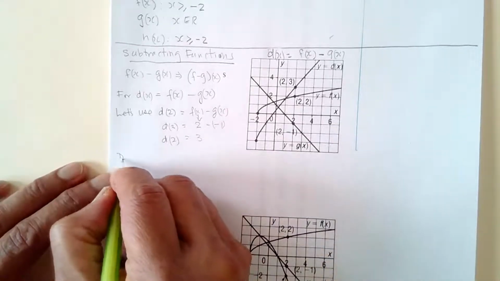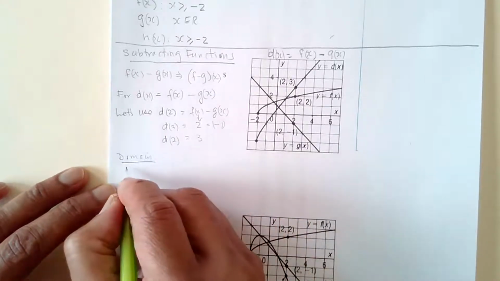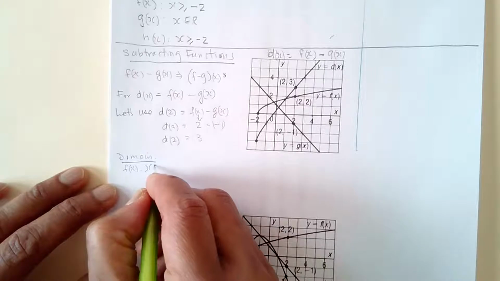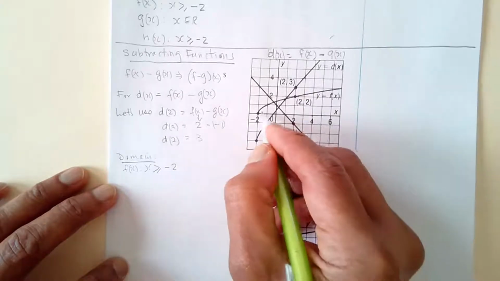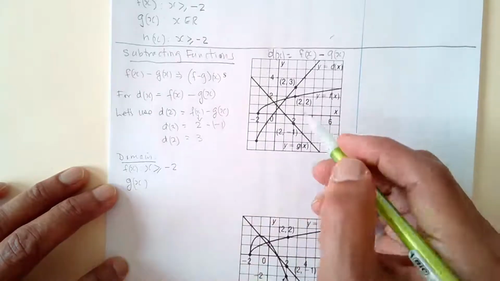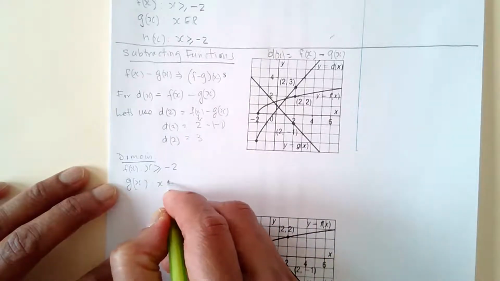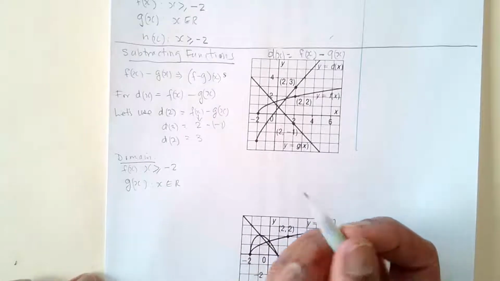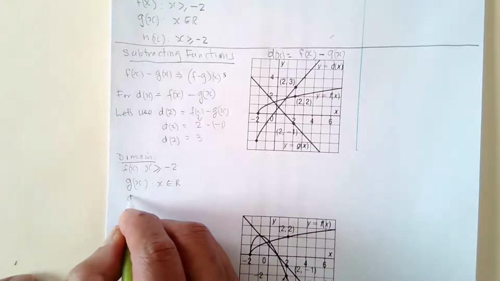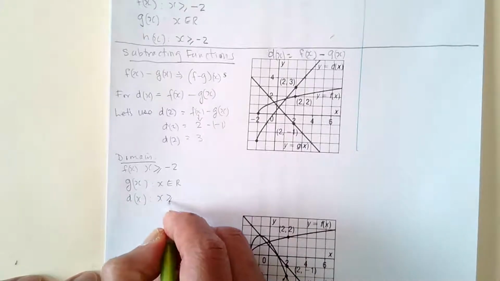So the domains are as follows. For f of x, x is greater than or equal to negative 2. For g of x, it will be all of the real numbers, because it's a straight line. And for d of x, it's where x is greater than or equal to negative 2.